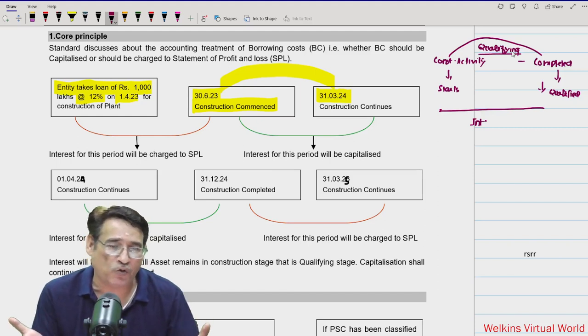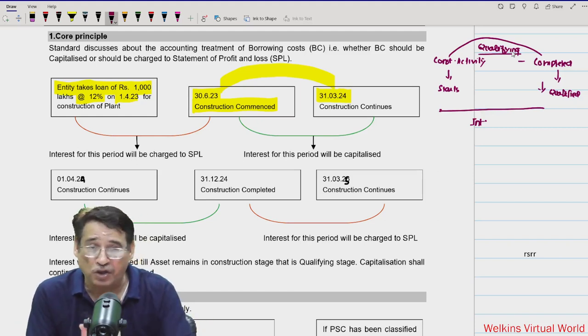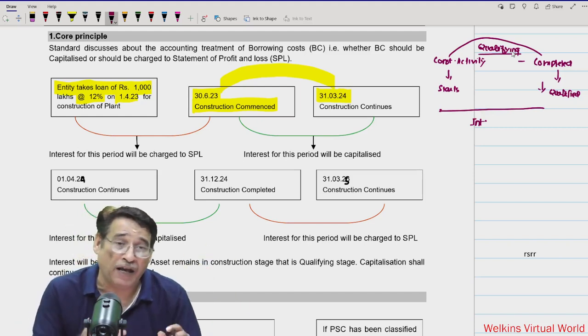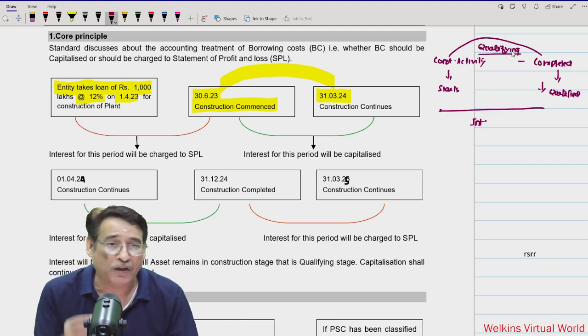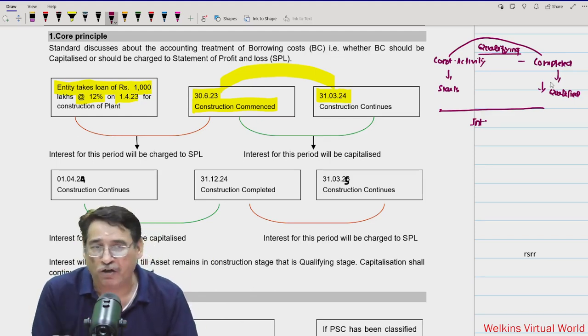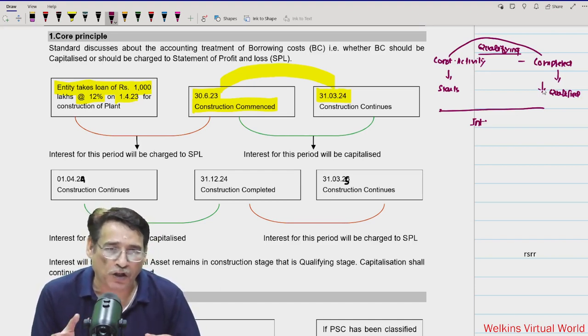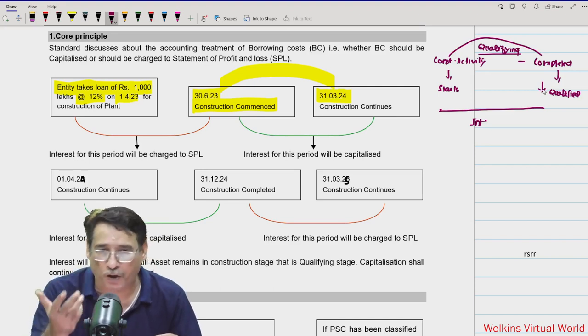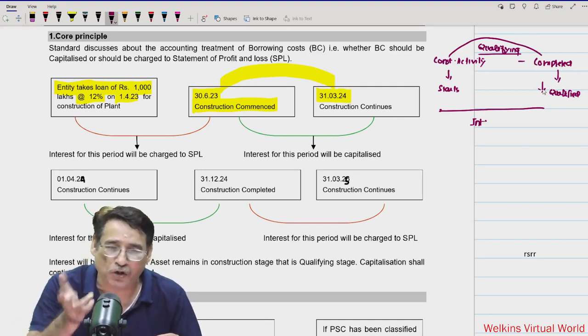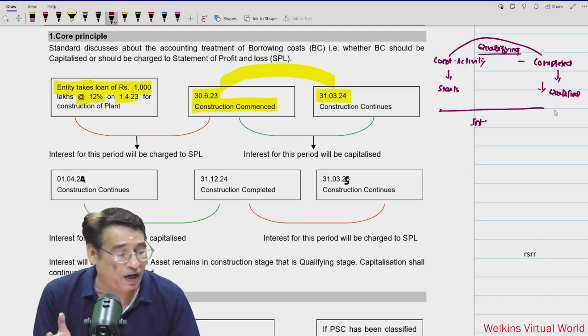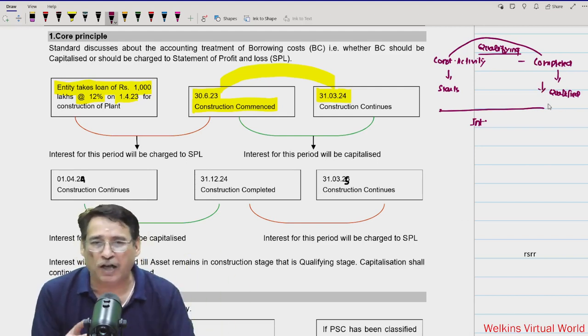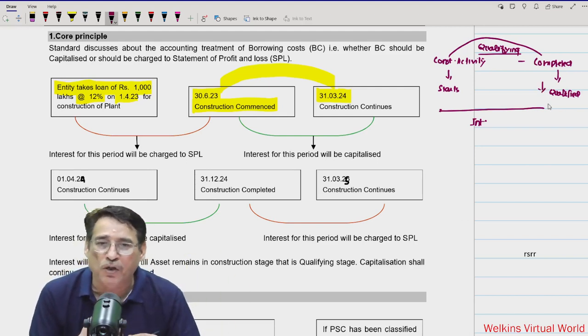Because if the asset is qualifying, it means construction activity is still on and the asset is not fully prepared. But the moment the asset is fully prepared or completed, after that we will stop capitalizing the interest, or the borrowing cost, as we also call it. Interest is also known as borrowing cost. So we will stop capitalizing the interest, and after that, quite obviously, we will charge the interest cost to, as I told you, profit and loss account. Is it clear to you or not?